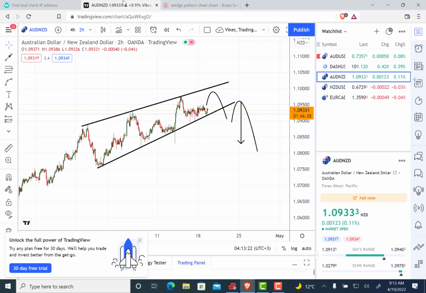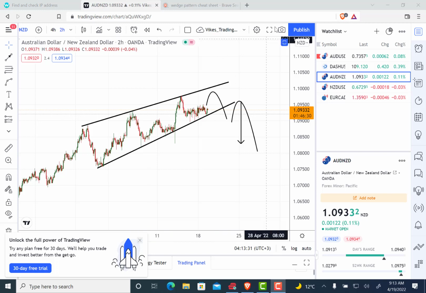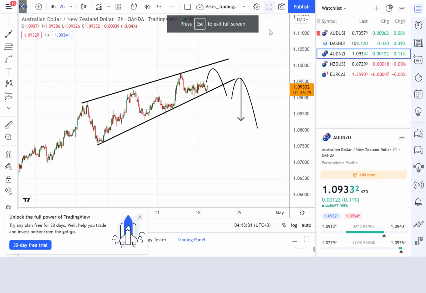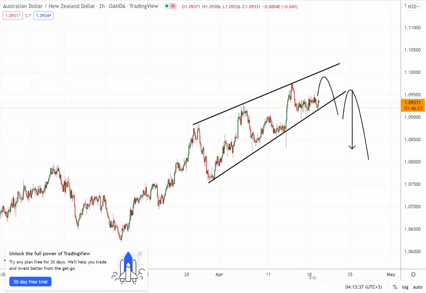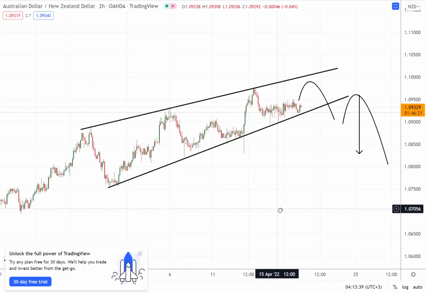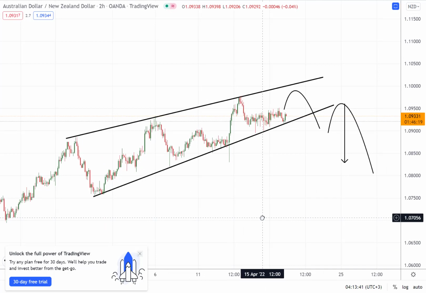So I think we're done. Let's see how the market plays out within the week. It's a 2-hour time frame, so I expect that this pattern will actualize within the week. Because today's a Tuesday morning. Right now we're in the Asian session. So let's see how the market plays out within the week.